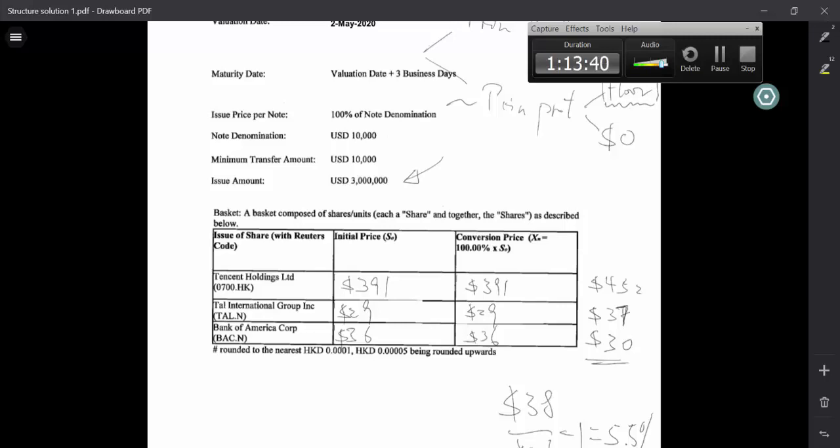Okay, how am I going to frame the question? You know my question, right? Which basket requires a higher return or higher participation rate? The uncorrelated or the poorly correlated or maybe even negatively correlated.